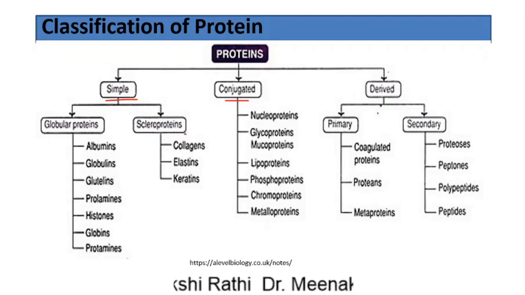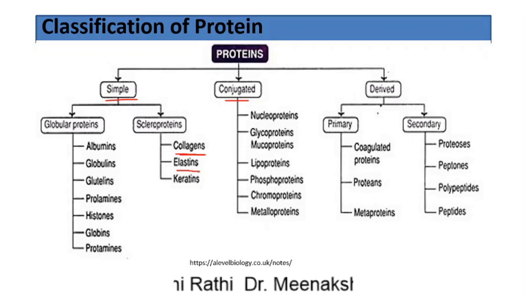While scleroproteins are also called fibrous proteins. These are fiber-like in shape, insoluble in water and not digestible. The three main examples of scleroproteins or fibrous proteins are collagen, mainly present in connective tissues in our body and muscles, and these are non-elastic.